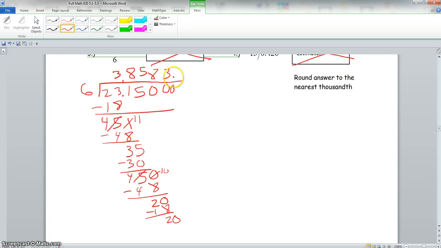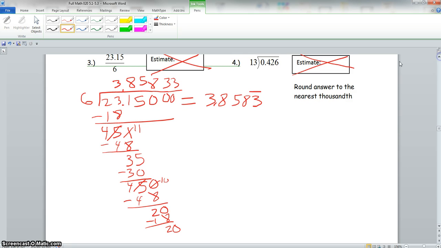6 goes into 20 3 times again, and then we'll keep repeating it. So our final answer here would be 3.858, and since the 3's will be repeating, we would just take the first 3 and put a repeating decimal bar over that 3. We would not write 33 and put a decimal bar on it, because all the other 3's match up with this 3. So that is your final answer for that problem.